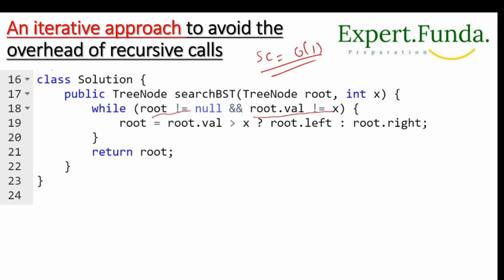So when the root is not null and the root value is not equal to the search value, what we will do is: if the root value is greater than x, it means we have to go to root dot left. Otherwise, if it is less than x, it means we have to go to the right subtree. If this is not the case, we'll return root, meaning we got the search element at the root. So it's a very easy way to do the iterative approach that you have to understand.